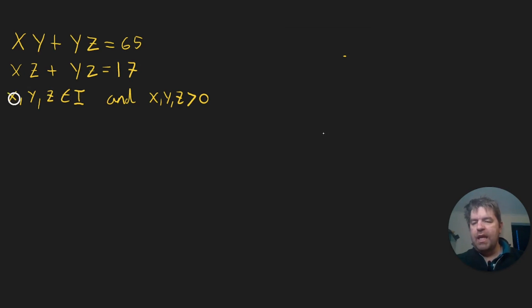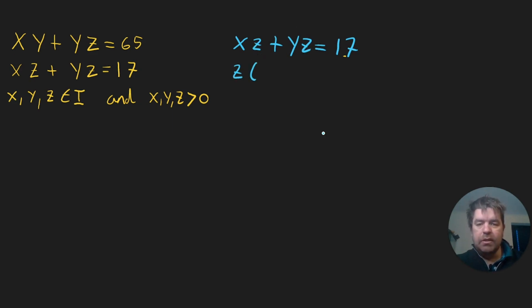Okay, we'll notice that x, y, and z are integers, and they are all three positive. So let's start by looking at the second equation. xz + yz = 17. If we look at this, we can see that we can put z outside of a parenthesis. So z(x + y) = 17.